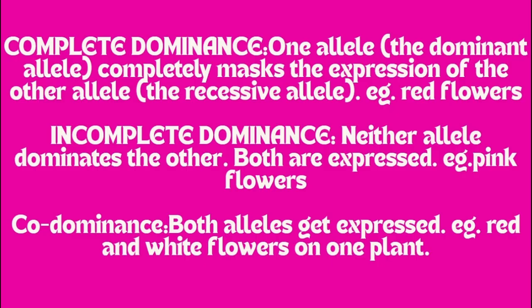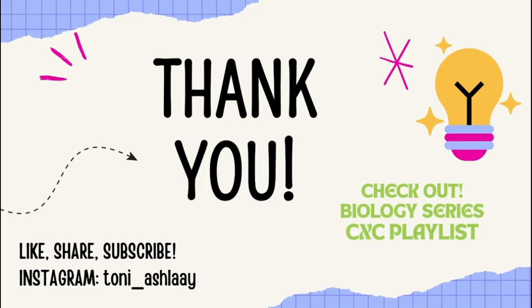For codominance now, both alleles get expressed. So for example, if a red parent and a white parent have offspring, and on that one plant we realize that it has both white and red flowers, right? That's codominance because both of them are expressed in that case. Anyway, so that's basically it.